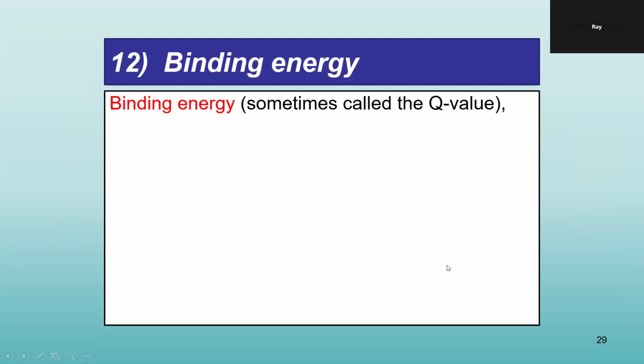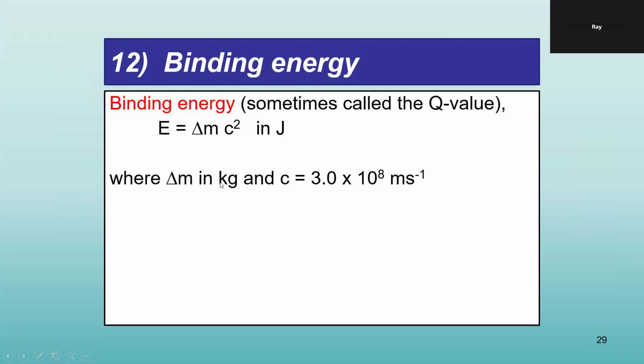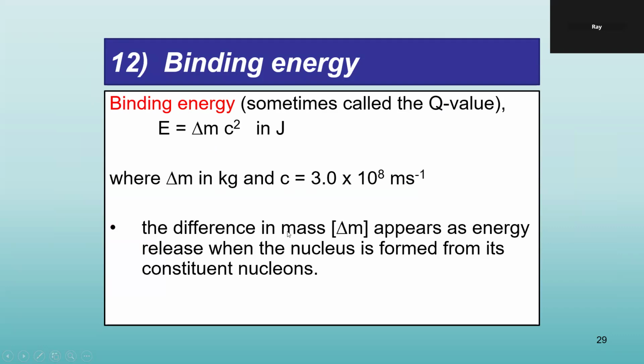Binding energy, sometimes called the Q value, can be calculated using Einstein's relation. Delta M is in kilograms, and c is the speed of light. The difference in mass, delta M, appears as energy released when the nucleus is formed from its constituent nucleons. When the nucleons come together to form a nucleus, energy is released. We can use the mass equivalent of energy.